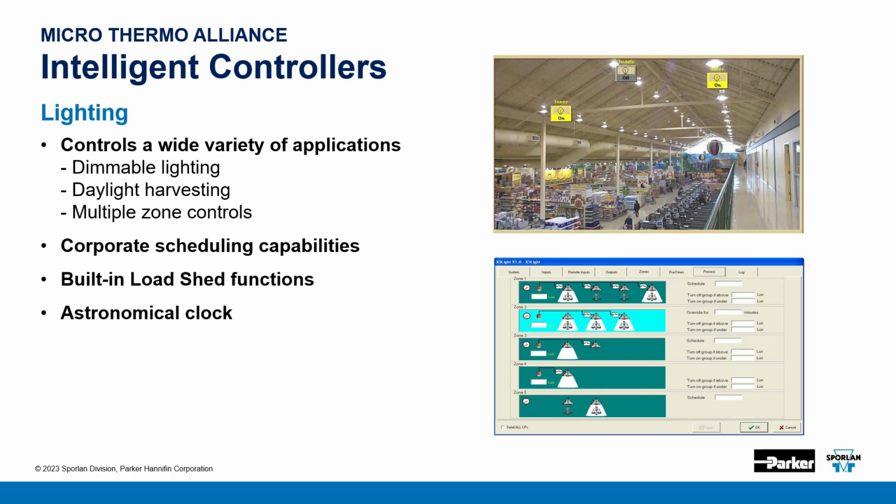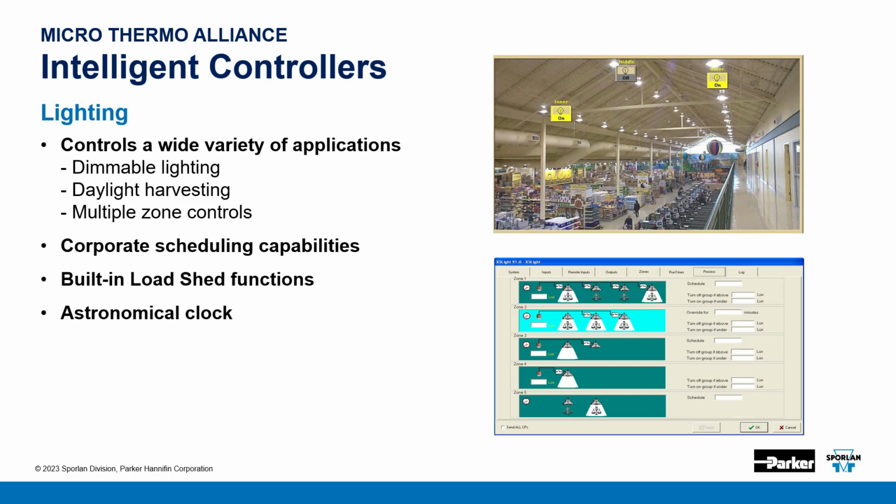And then finally, lighting. We control a wide variety of lighting applications. We can do dimmable lighting, daylight harvesting, multiple zone controls. We can offer corporate scheduling capabilities, and of course, built-in load shedding if the area of the country you're operating requires load shedding. And we use an astronomical clock.